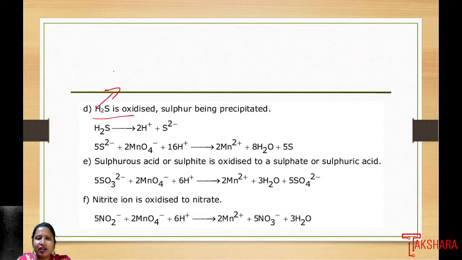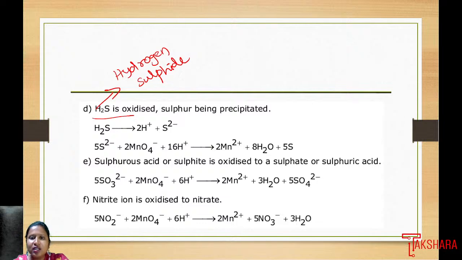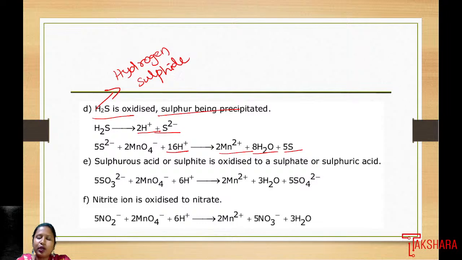H2S, hydrogen sulfide, is oxidized, sulfur being precipitated. When hydrogen sulfide is oxidized in the presence of potassium permanganate, we get a sulfur precipitate. In the first step we get 2H plus and S2 minus. Then 5 moles of S2 minus plus 2 moles of MnO4 minus plus 16H plus gives 2 Mn2 plus, 8 water and 5 moles of sulfur as a precipitate. Here potassium permanganate acts as an oxidizing agent.